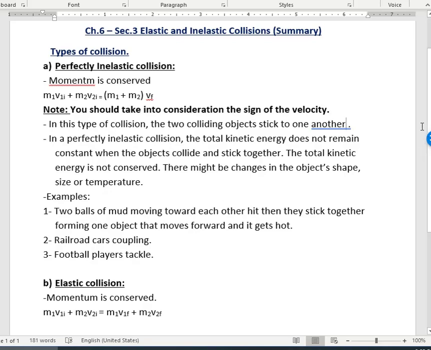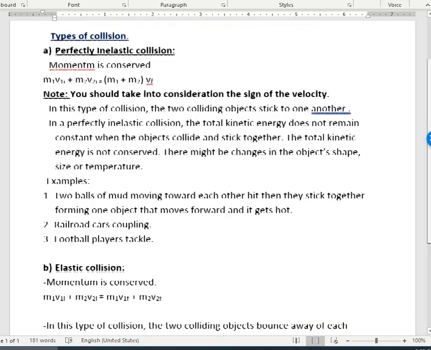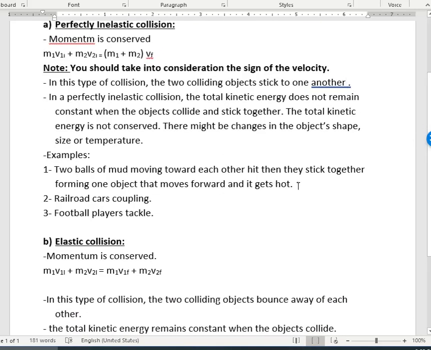Examples, as I mentioned here one more time: two balls of mud moving toward each other, railroad cars coupling, or football players tackling.